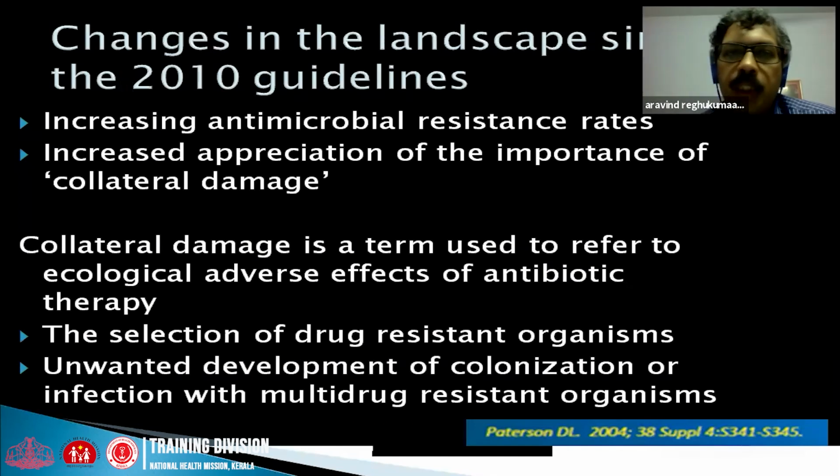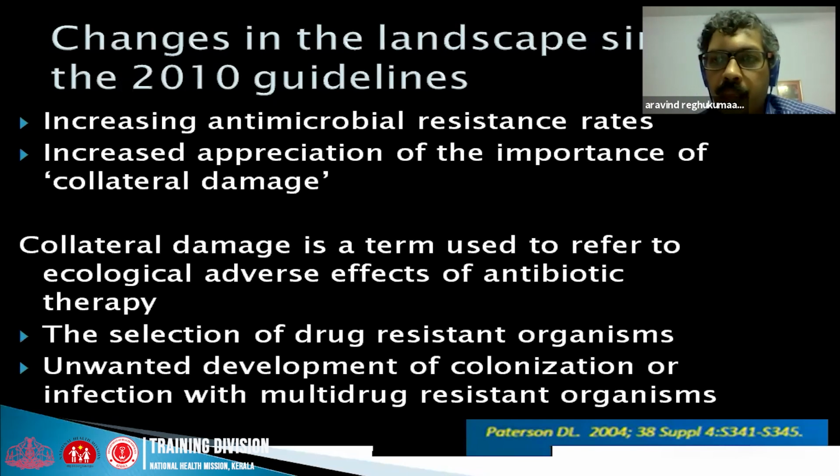And because of increasing antimicrobial resistance rates, the concept of collateral damage came. Collateral damage means, so our gut microbiota. The total amount of microbes in our body is around 10 to 100 times more than the human cells in the body. Actually, we are moving mass of microbes rather than human cells. And the microbial DNA is far more than the human DNA in the body. So a majority of these organisms are present in the gut, and that is referred to as the gut microbiota.